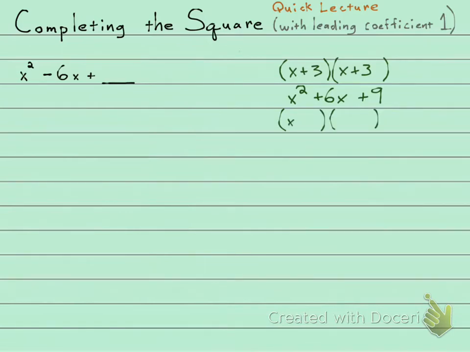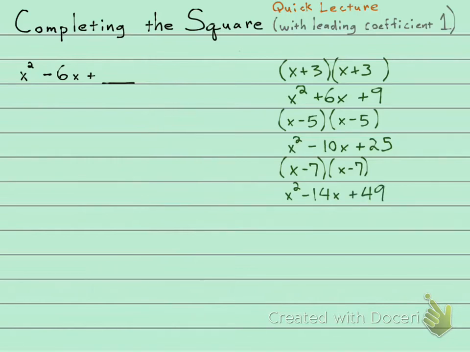Let's say I have x minus 5 times x minus 5. And when I FOIL that, I'm going to get x squared minus 5x, which is minus 10x, plus 25. Okay, and I'll do one more. Let's do x minus 7 times x minus 7. Okay, and I'll get x squared minus 7x is minus 14x. And then negative 7 times negative 7 is positive 49.